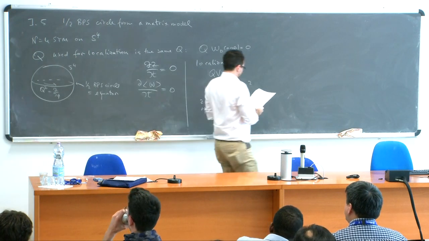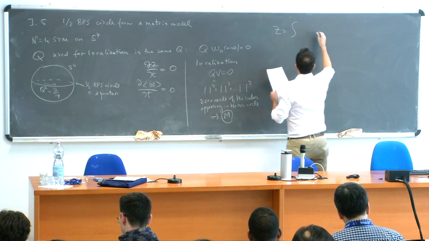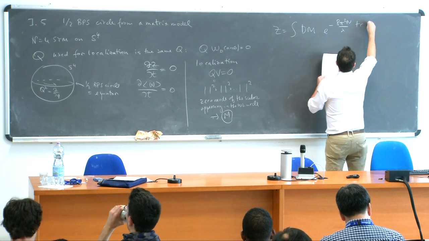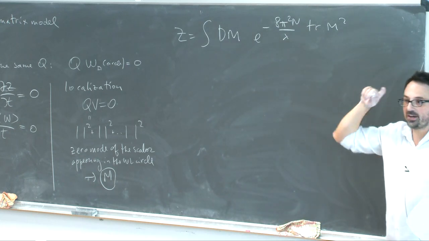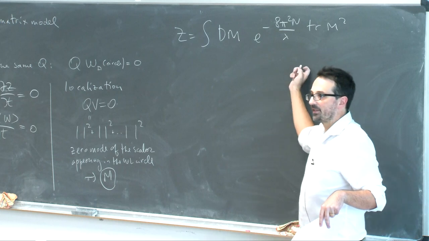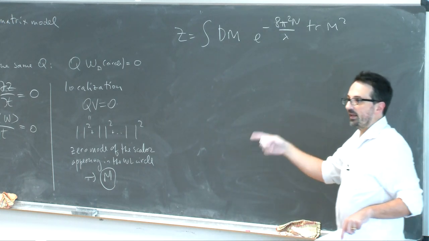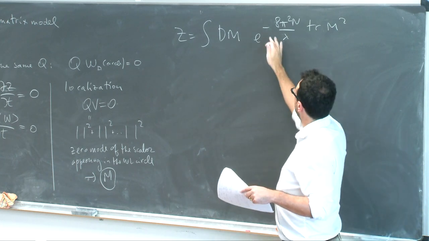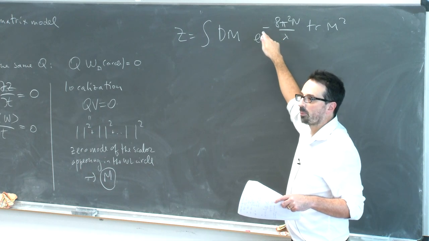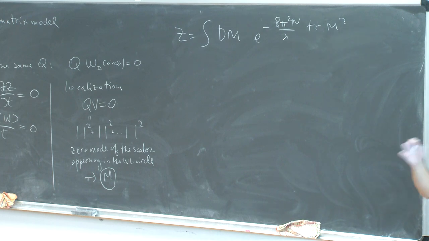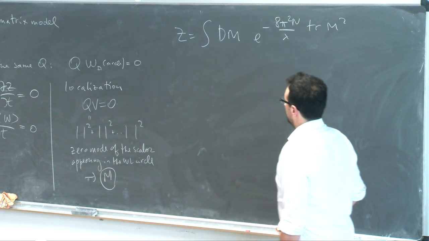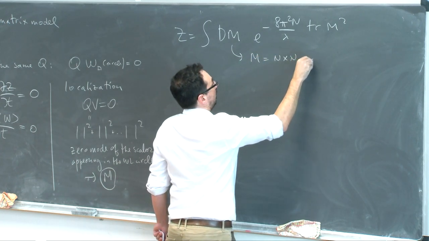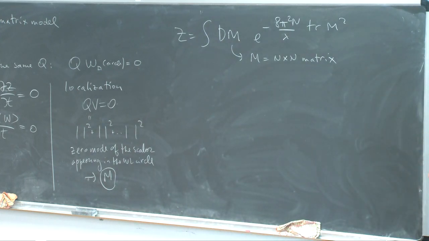Okay, so let me tell you what happens. The partition function now becomes the integral dm e to the minus trace of m squared. I'm going to write it down and then tell you where it comes from. The original action doesn't have a mass term for the scalars, but when you put it on the sphere, on S4, you get a coupling of the scalars to the curvature of the sphere, which in the appropriate units is given essentially by this combination here. This is necessary to preserve supersymmetry after you put the theory on the sphere. Okay, so this is the partition function, Z.